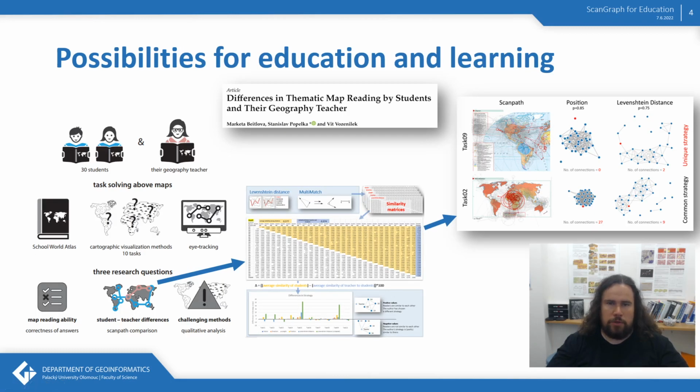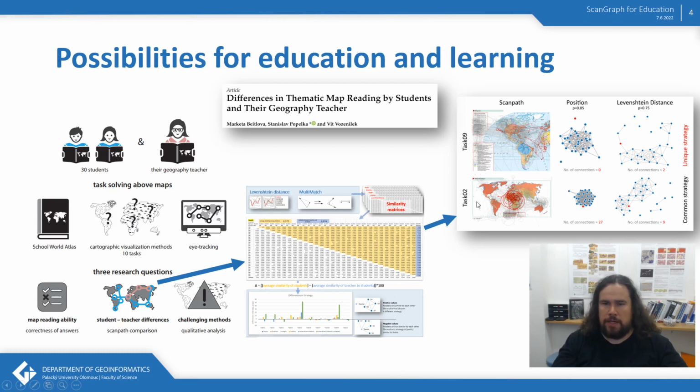Today I would like to introduce you to two case studies where ScanGraph was used. The first one is where the map reading strategy of 30 students was compared with the strategy of their geography teacher. We used ScanGraph, concretely Levenshtein distance and multi-match calculation, and the results are on the right side. You can see that for task 09, the teacher used a completely different strategy than the students do, so she's not connected with any of them.